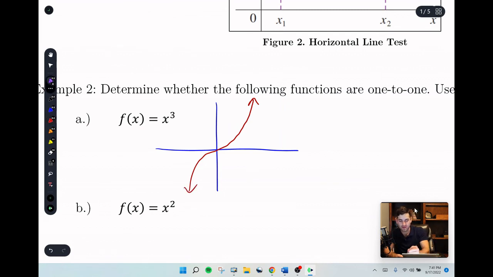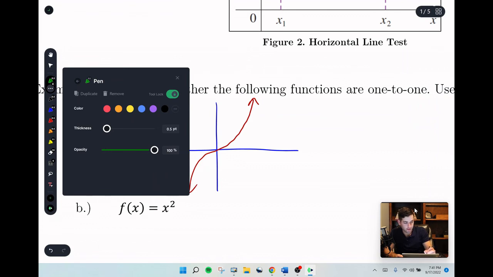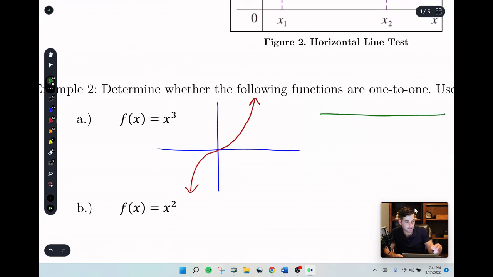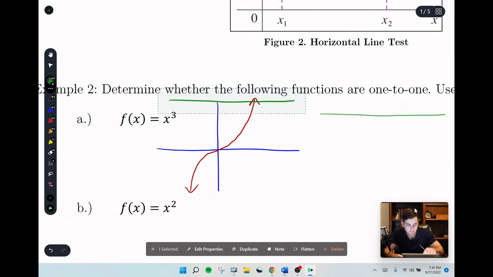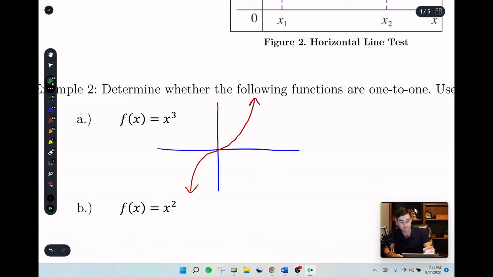I'm going to take this green line and draw it over here. Does this green line ever touch the function twice at the same y value? Does that green line ever touch the red function twice? Not so far, and if it were to keep going forever, I don't think it ever would. So that says not only is this a function, f of x, check for function, but it's also a check mark for one-to-one.